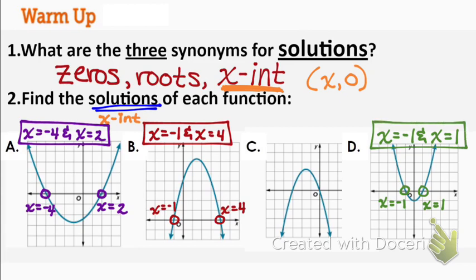And what is it for graph C then? Negative 3 and 0, yes. X equals negative 3. X equals 0.